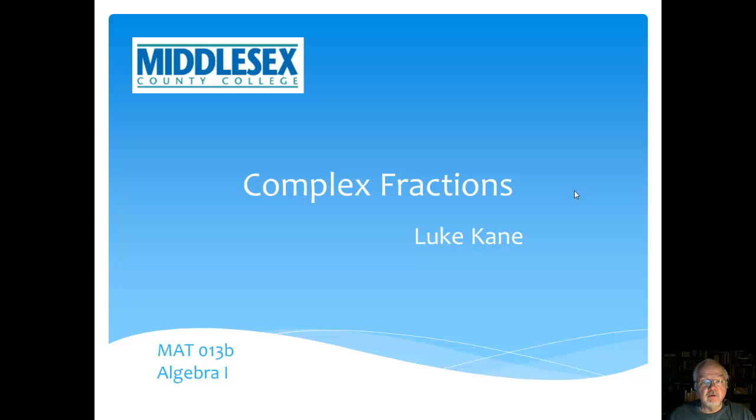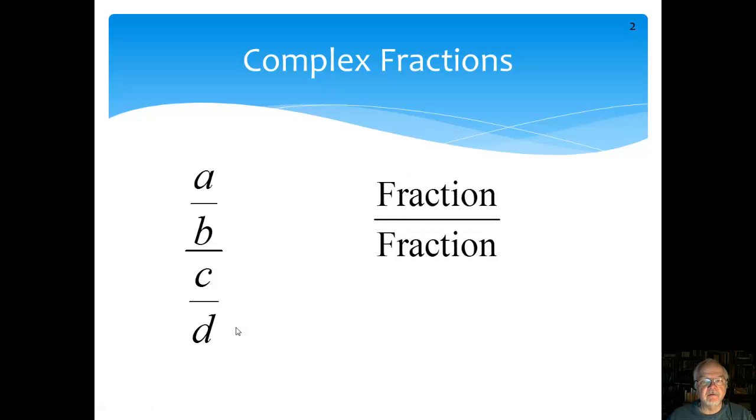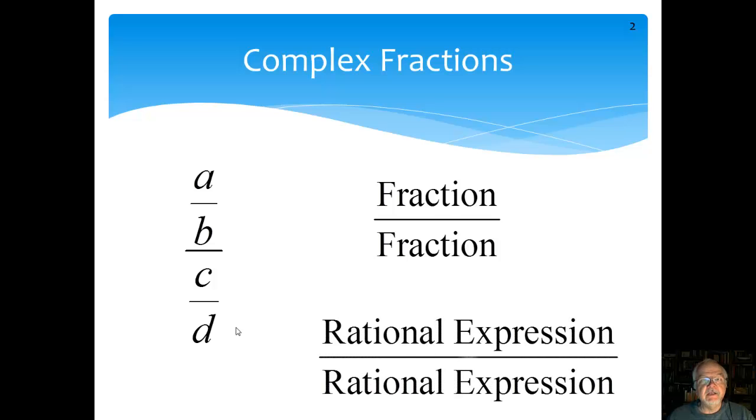Today we're going to talk about complex fractions. What's a complex fraction? Well, it's a form that looks like this, where we have a over b over c over d. Essentially, that's a fraction over a fraction. Since we're in an algebra course, the numerator and the denominator are each a rational expression. That is, they are a polynomial of some sort.